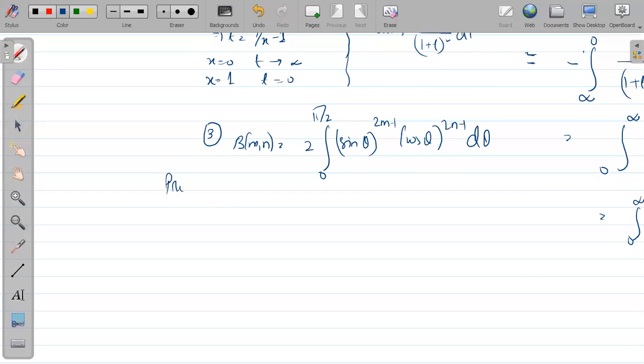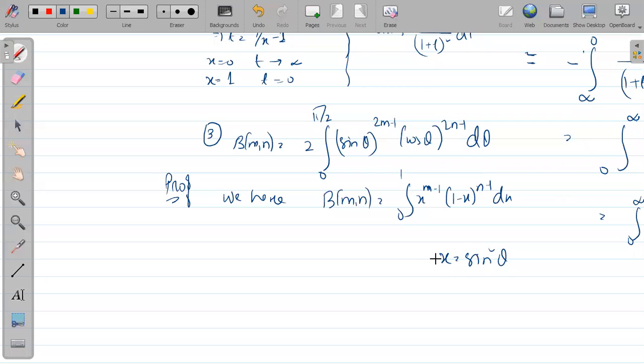Proof. We always start with our definition. Beta of m comma n is equal to integral 0 to 1, x to the power m minus 1, 1 minus x to the power n minus 1 dx. Now you have to convert it in terms of theta. So what I am doing here is considering x as sine square theta. Just assume x is sine square theta. That is the manipulation, the important point for getting the result.